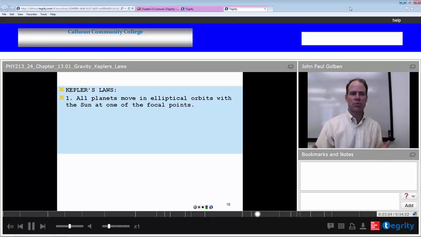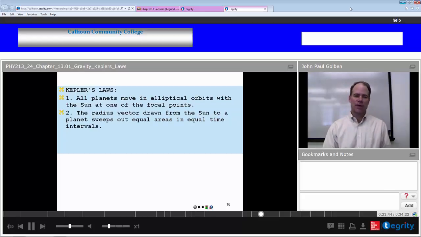So Kepler, poring over all this data, found that the orbits truly were elliptical, slightly smooshed, if I can say that, circles, as opposed to being pure circles. They were elliptical with the sun at one of the focal points of the ellipse.